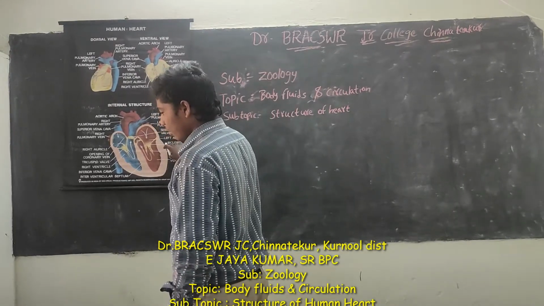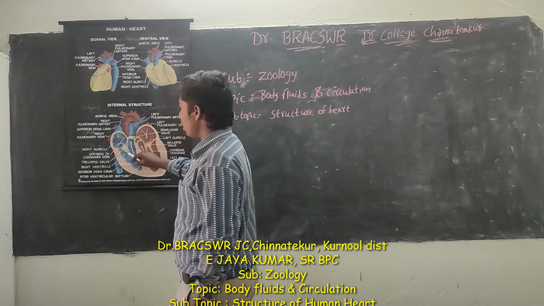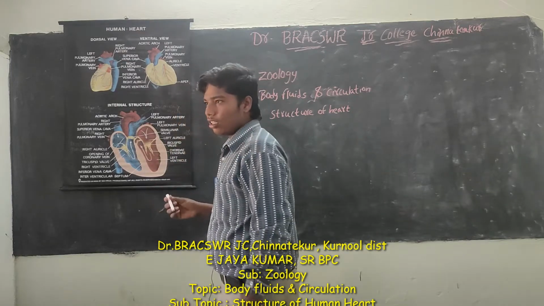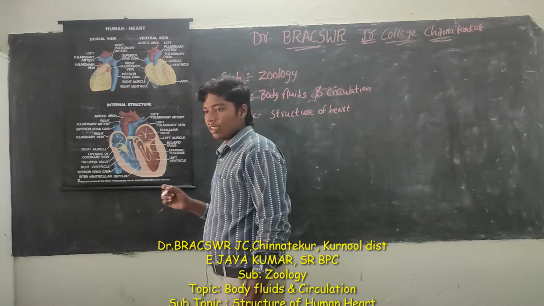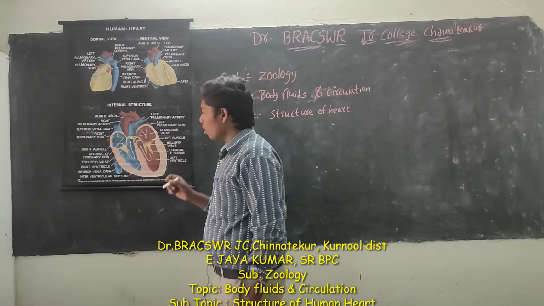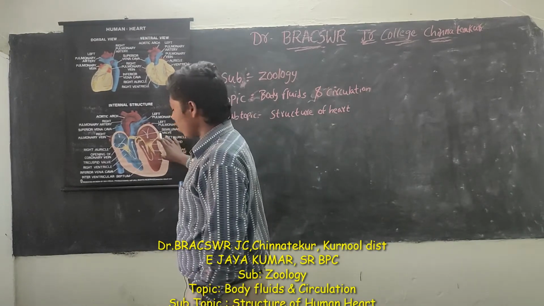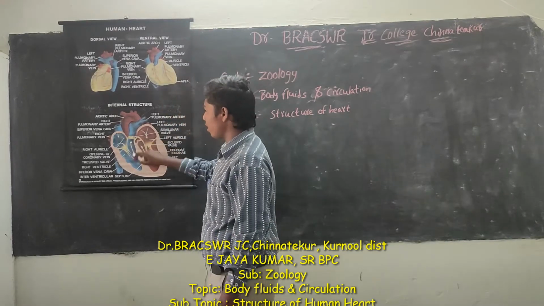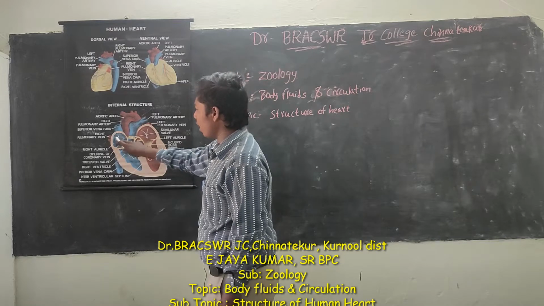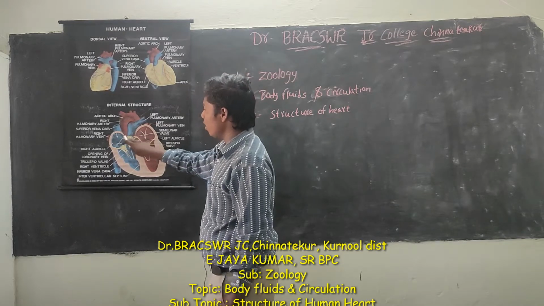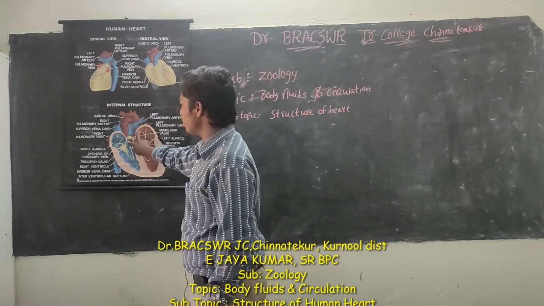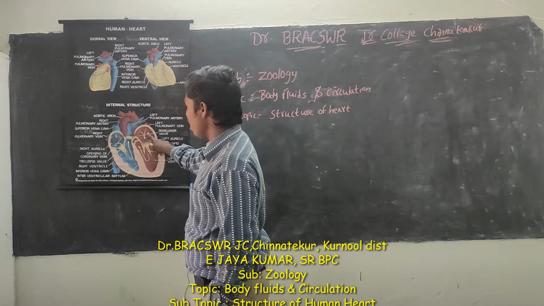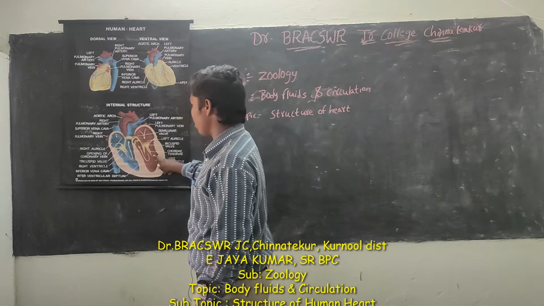Heart wall consists of three layers. One is outer epicardium, middle myocardium, and inner endocardium. Mainly today, external structure. In the external structure, the human heart has four chambers. These are two upper, very small chambers, the right atrium and left atrium, and the right ventricle and left ventricle.